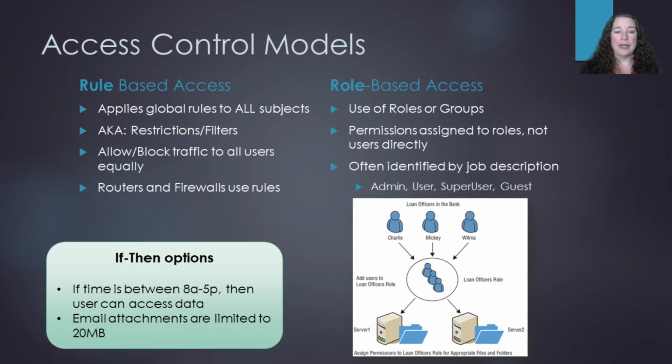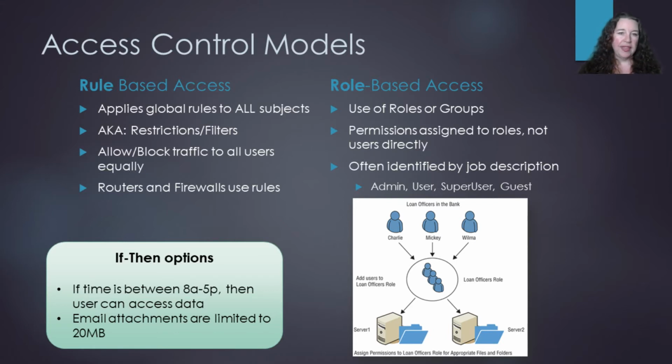A rule-based access applies global rules to all subjects. Everything gets treated to the exact same rules. We simply call this the restriction or the filter. We can choose to allow or block access to all users individually, but we can also choose to say individual items like this IP address is open to everybody, this IP address is closed to everybody, this one is available to only this other IP address, but it is simply a subset of rules.